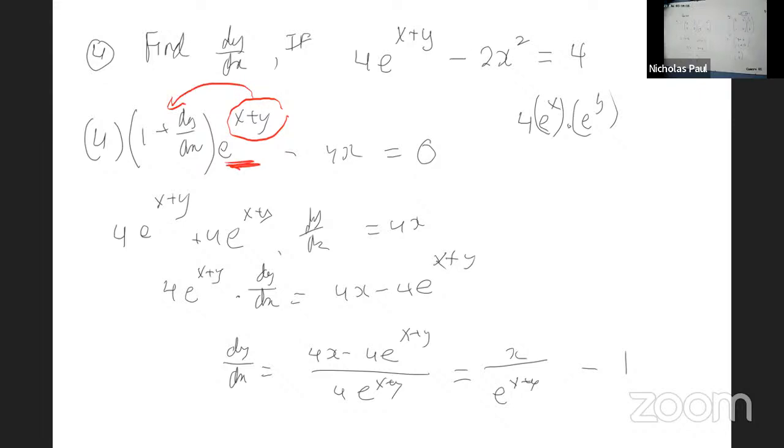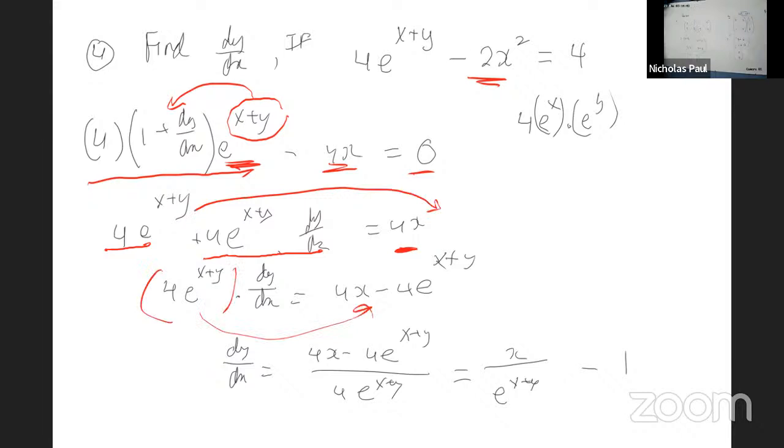The differential of 2x squared is 4x. And the differential of 4 is 0. I multiplied back out, so I got 4e to the x plus y, and I got 4e to the x plus y dy/dx is equal to 4x. Dy/dx here, I carry across this, and then I carry this across. That's it, you're good to go.